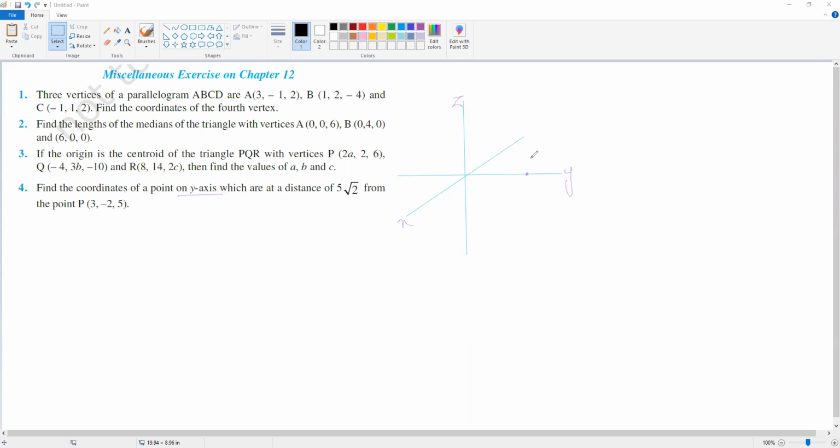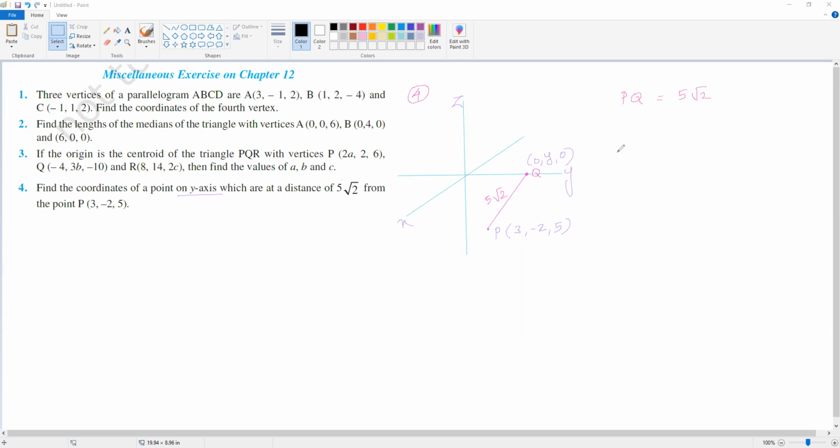So a point on the y-axis will be like (0, y, 0). Another point P is a point in space, that is (3, minus 2, 5). And what is given is that the distance between these 2 points is 5 root 2. So we have to find these points, you can name it as some Q. That means what is given is PQ is equal to 5 root 2, right? This is what is given.